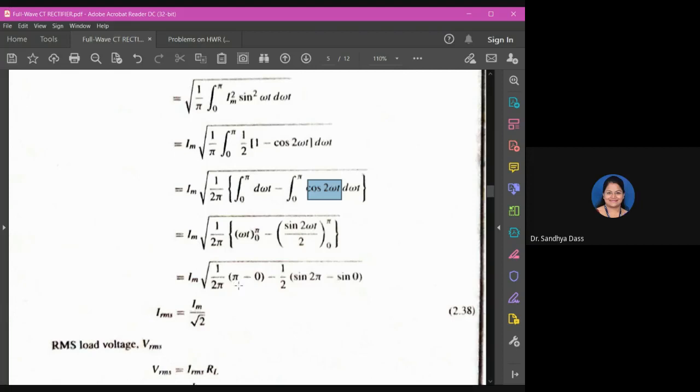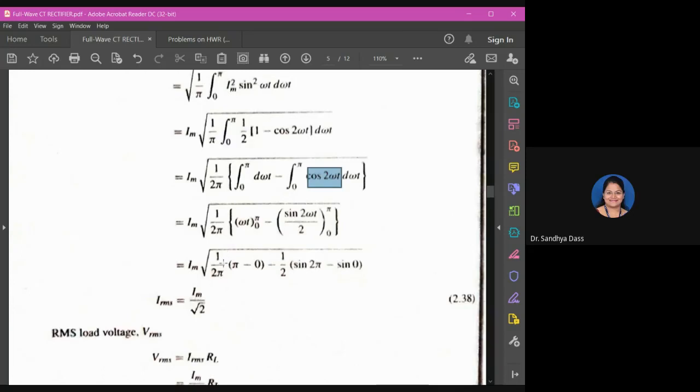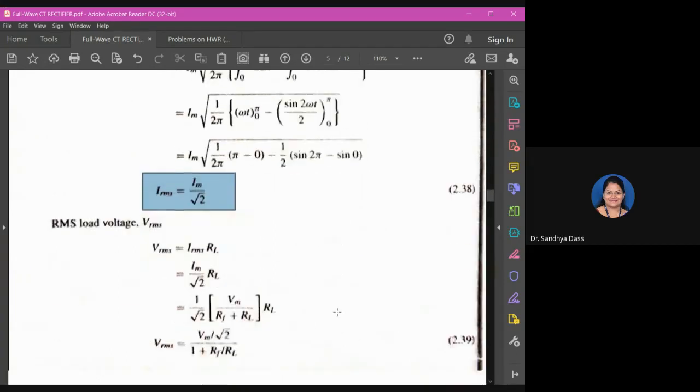So substituting and simplifying that, applying the limits, you have Im under square root 1 by 2 pi into pi. So this cos 2 pi and sine 0, sine 2 pi and sine 0 will go to 0, right? So pi and pi will cancel. So under the square root, you have 1 by 2. So you will have IRMS is equal to Im by root 2. I hope you are with me. Just integration and applying the limits. I hope you are following.